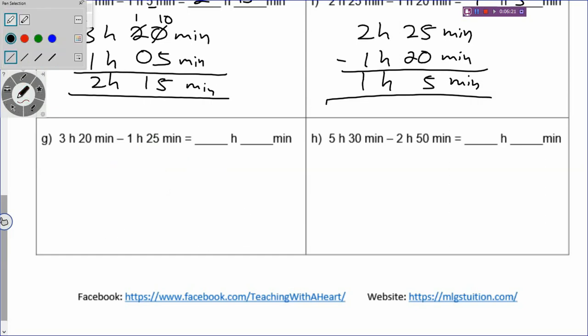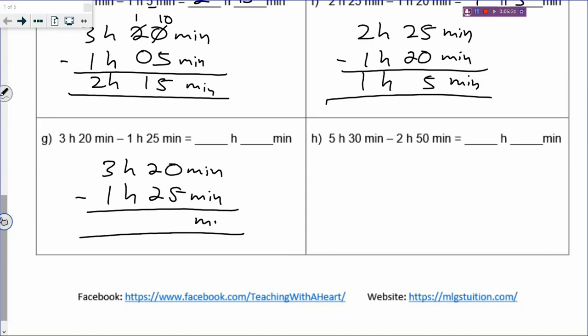Okay, so you have 3 hours 20 minutes and you minus 1 hour 25 minutes. So 20 minutes cannot minus 25 minutes. So you borrow immediately, you borrow 1 hour, instead of waiting until later. Once you know that 20 cannot minus 25, you borrow 1 hour, and the 1 hour becomes 60 minutes. And then the 60 minutes plus the 20, you will get 80 minutes now. So this is how you borrow if you don't have enough.